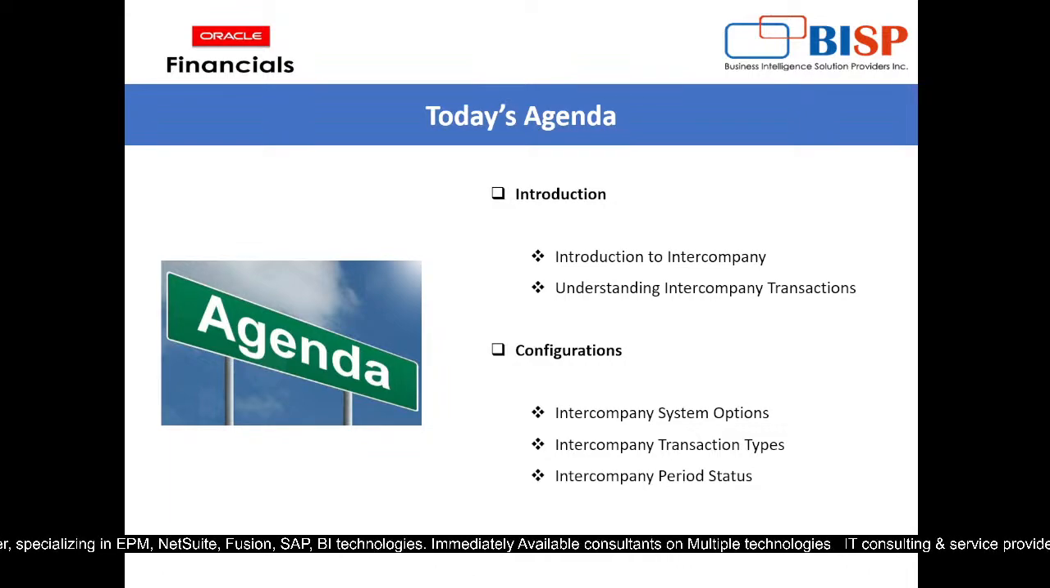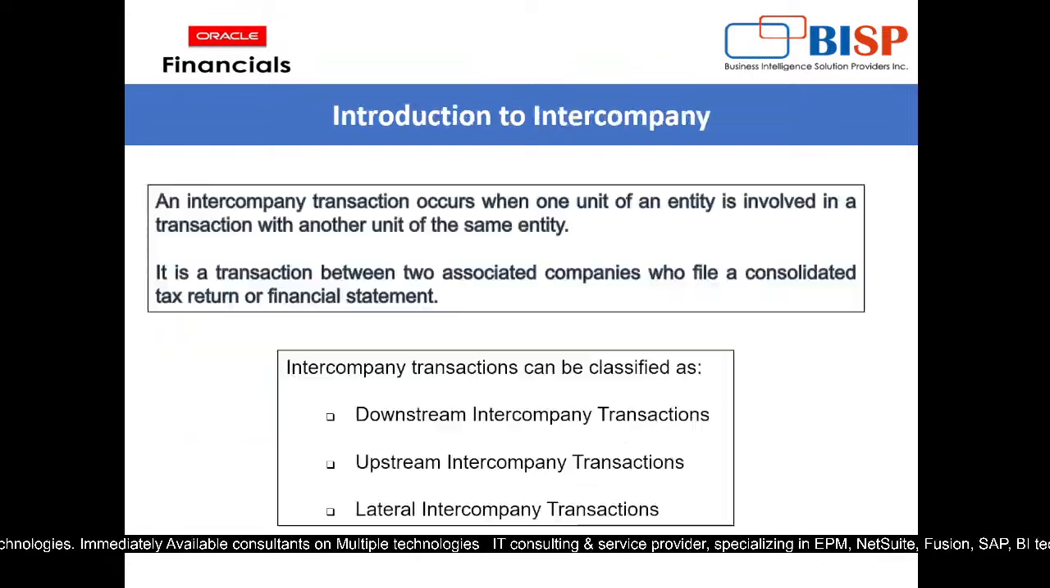Then we will understand how the intercompany transactions occur, and then we'll move to the core configuration part, which is relating to the intercompany system options, transaction types, period status. And in the upcoming sessions, we'll see all the configurations and then how the transactions are managed in Oracle Fusion, relating to the intercompany. So let's begin with the introduction.